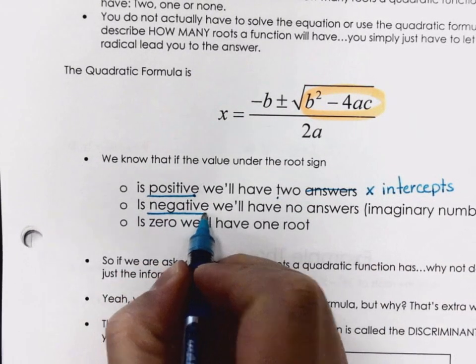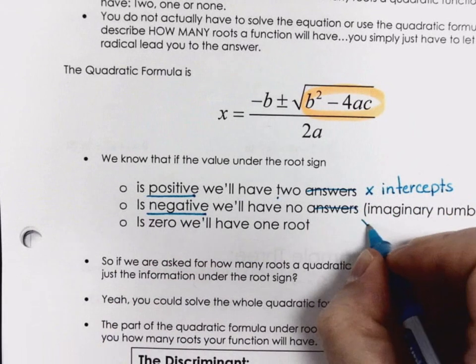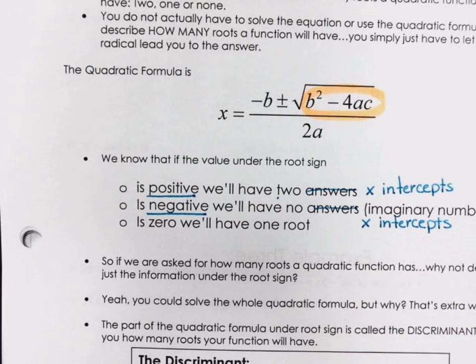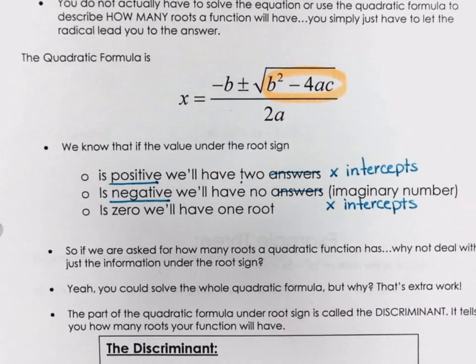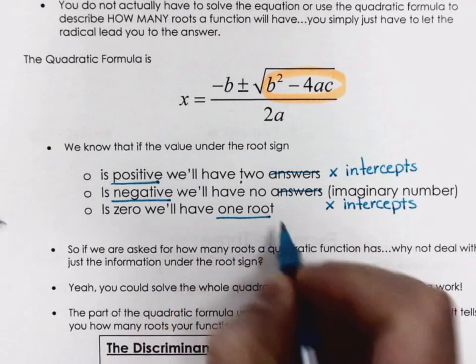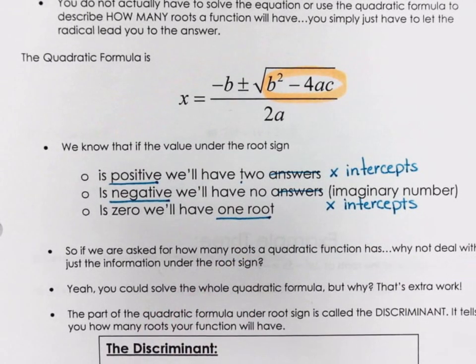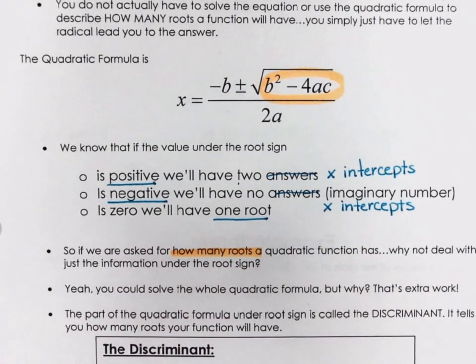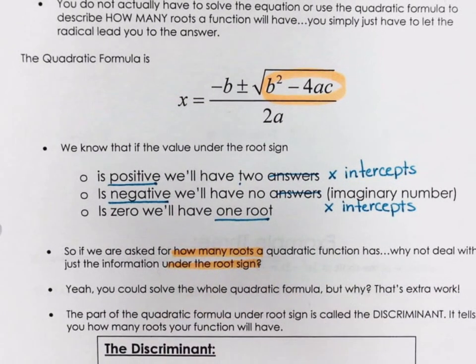If we have a negative under the root sign, we will have no x-intercepts. And we ran into that yesterday when we were practicing with our quadratic formula. And if the stuff under the root sign is 0, we're going to have 1 root or 1 x-intercept. What's the other name? Roots, x-intercepts, and what's the other name? Zeros of the function. X-intercepts have 3 different names. Okay, so if you're asked for how many roots, just use the stuff under the square root sign.